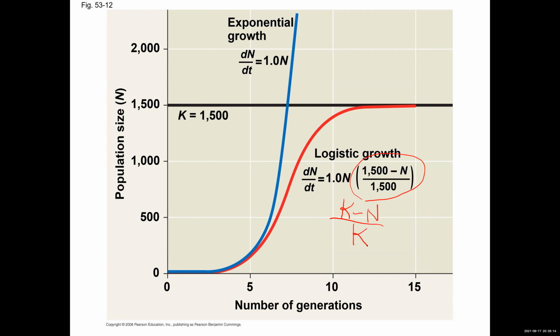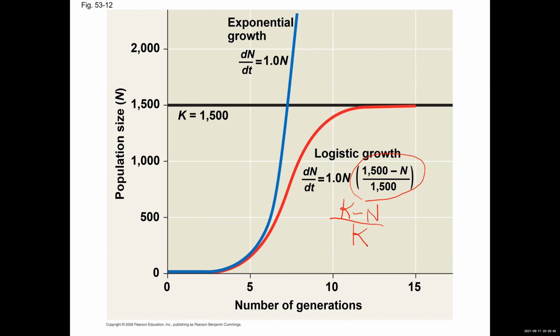When N is far from K, you're going to be growing very close to r max. But when K equals N, population stops growing because that term becomes 0. And we see between 10 and 15 generations, population size is not changing over time. All right, so it has gotten to this value K, and it is now not increasing, it's steady, right? So births and deaths are equal.